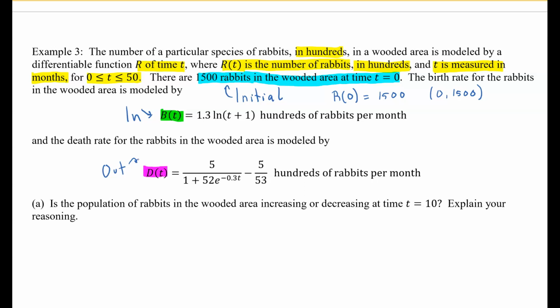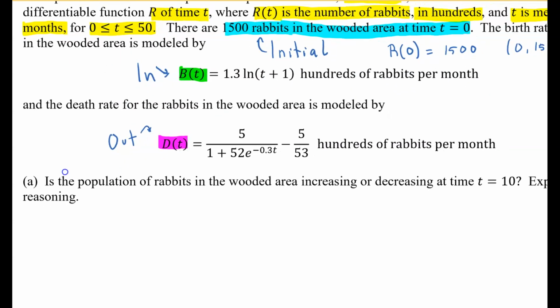Some other things that strike me that I'm a little cautious about: whenever they say in hundreds, if they're ever multiplying by a certain value, you've got to be careful about that. So we'll watch for a curveball there. And, okay, they give us some gnarly functions. This is going to be a calculator active problem.